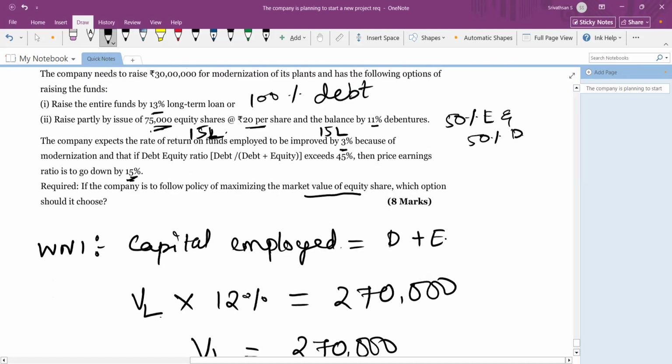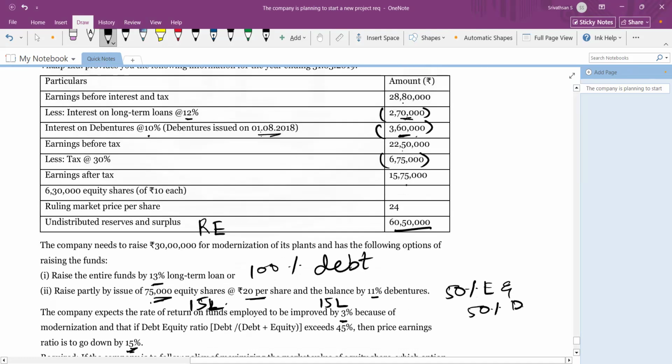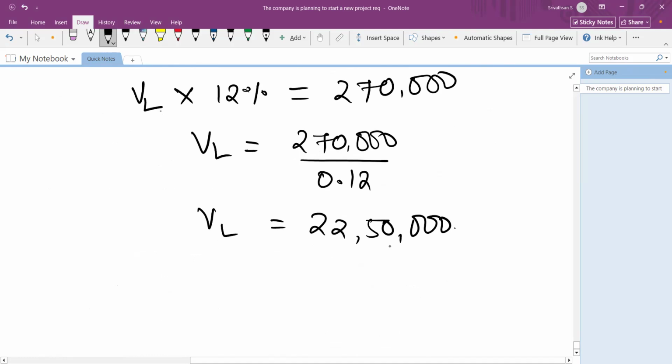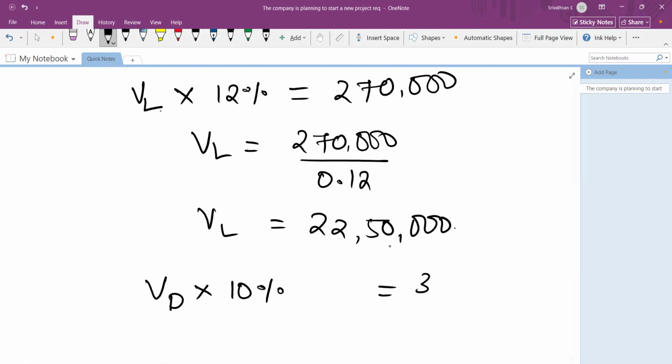Similarly, the company is also paying interest on debentures at 10%, which is 3,60,000, right? So let's calculate the value of debenture. I don't know the value of debenture, so we'll keep it as VD multiplied by 10% is equal to 3,60,000. But what is important to note here is this 3,60,000 is the amount of interest that is paid for an 8-month period and not for a 12-month period. So it needs to be multiplied by 8 by 12.